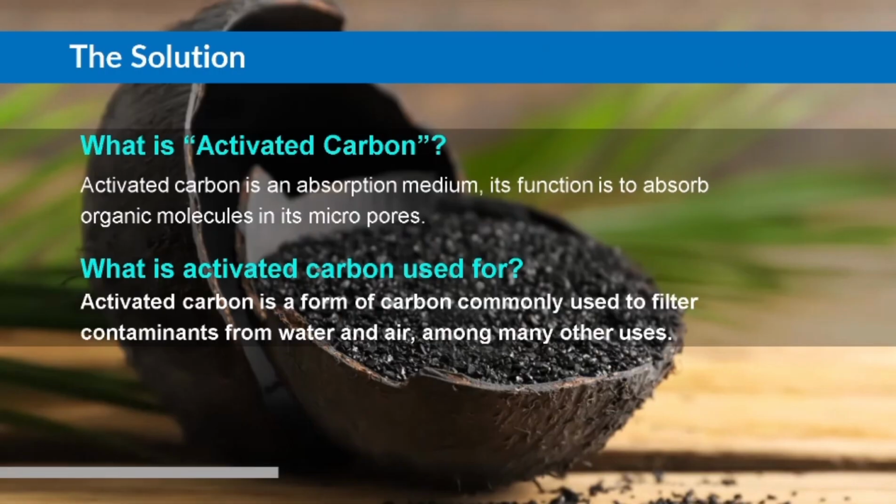2.0. But before that, what is activated carbon? Activated carbon is an absorption medium. Its function is to absorb organic molecules in its micropores. But what is it used for? Activated carbon is a form of carbon commonly used to filter contaminants in water and air, among many other uses.